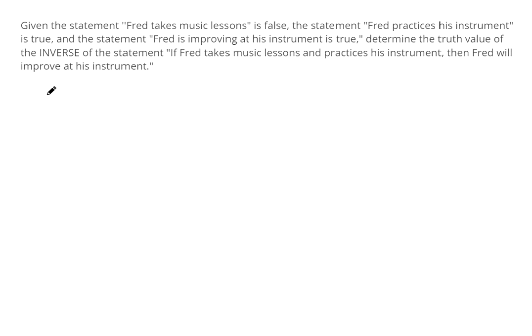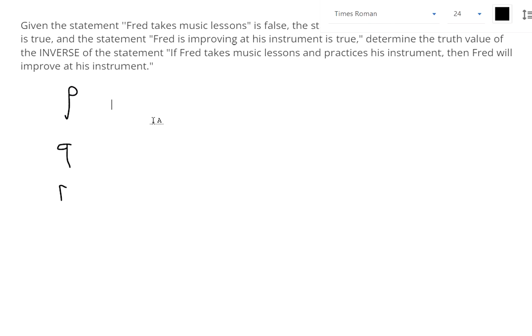So let's put symbols to each of these statements. Let's let P be takes music lessons. Q can be practice instrument. And then R can be improving at his instrument. Okay. So P is taking music lessons.